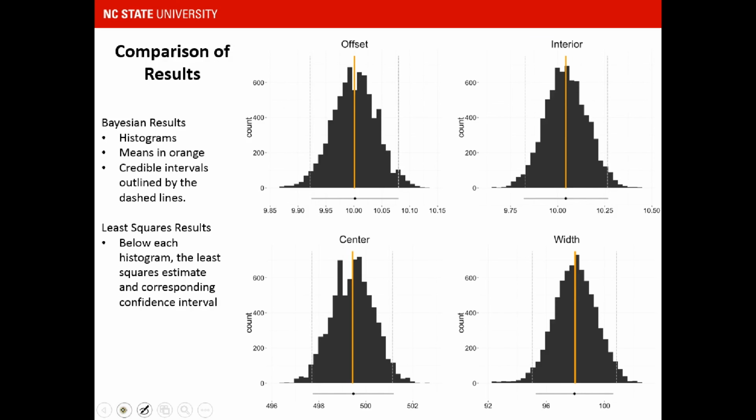Here we have a comparison of the results. From the Bayesian methods, we get histograms that convey information about the behavior of each alpha value. The average for each is denoted in orange, and we have credible intervals outlined in dashed lines. Below each histogram, we have the least squares result, a single point estimate with the corresponding confidence interval.